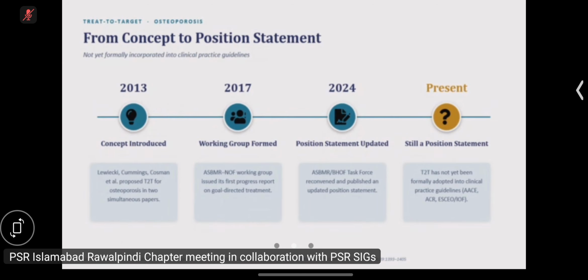So once this concept was introduced, the American Society for Bone and Mineral Research and BHOF then constituted a task force who issued their first progress report in 2017. The task force then reconvened in 2024 and published an updated position statement. So today's presentation is mainly based on this position statement issued by American Society for Bone and Mineral Research and BHOF. It is important to note here that this is still a position statement and has not been formally incorporated into any clinical practice guidelines.